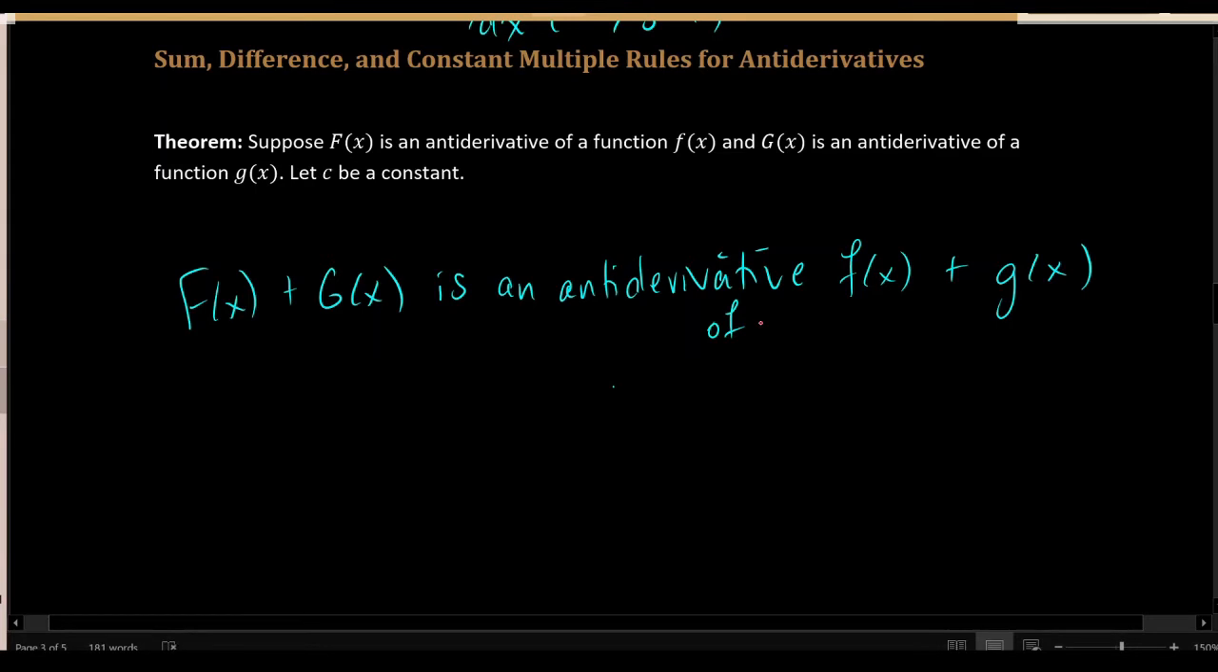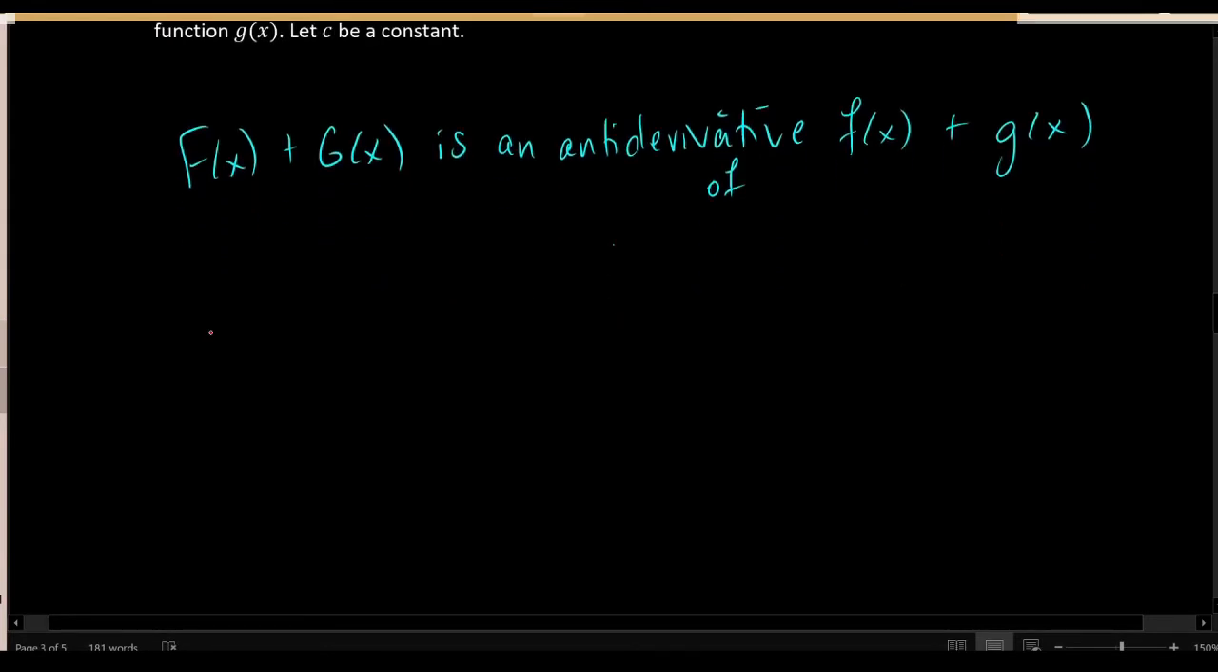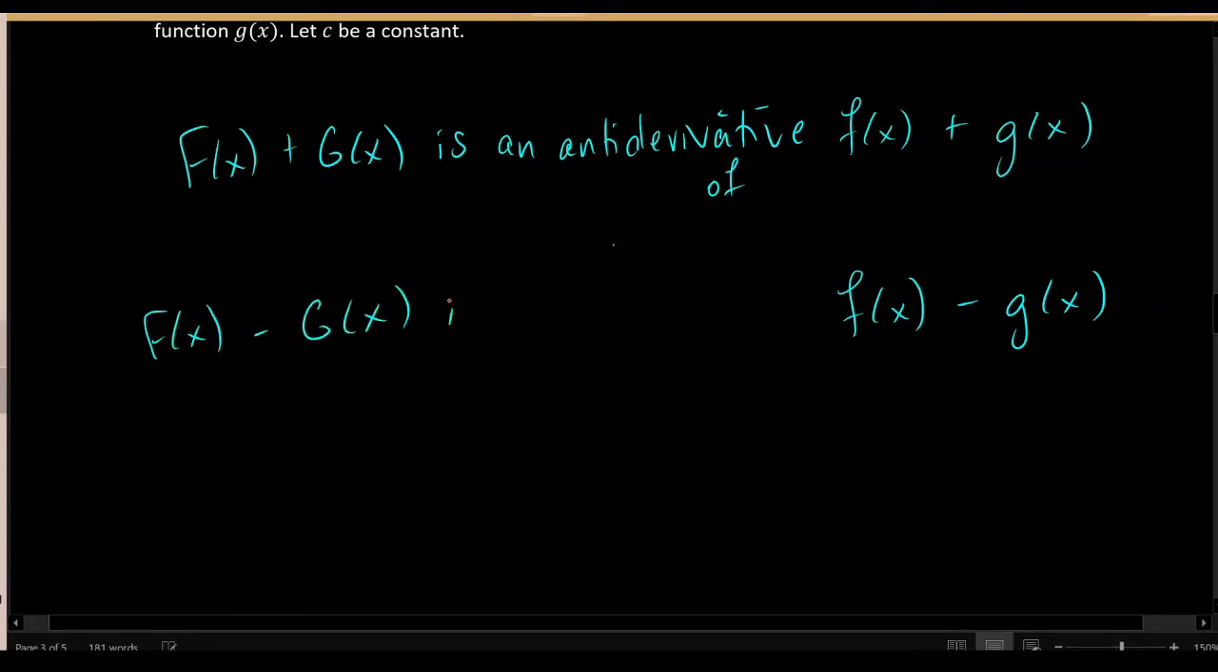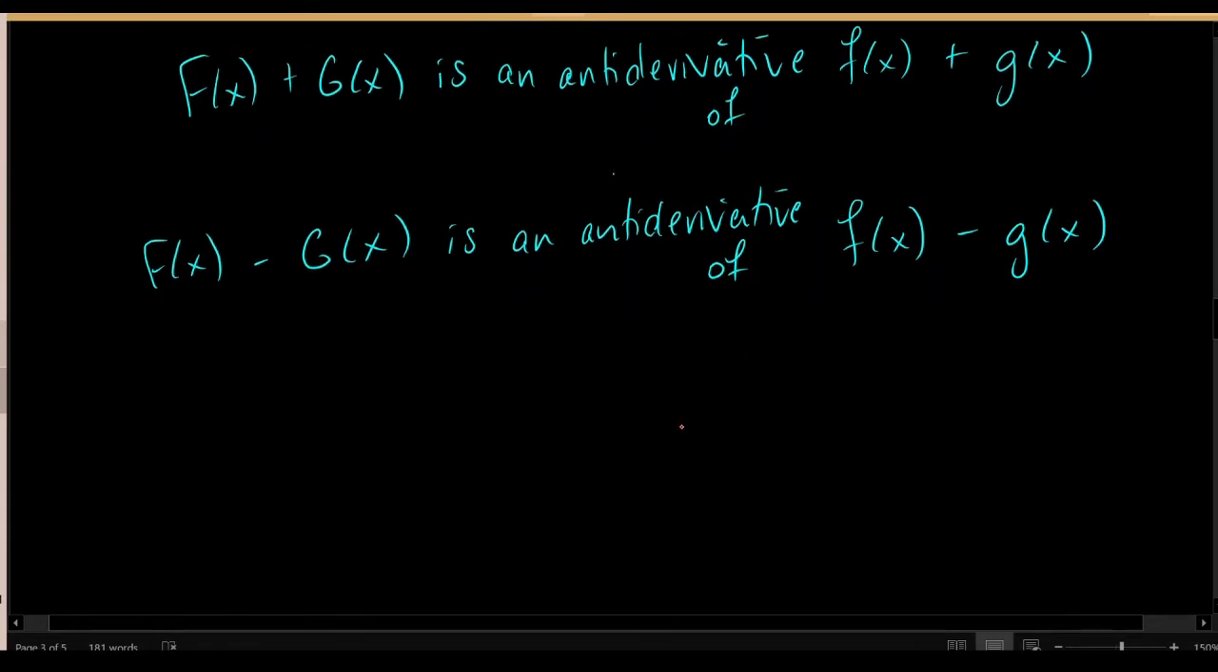The same thing is true if you subtract. If I want to find the antiderivative of a difference of two functions, take the two individual antiderivatives and subtract them. Likewise, the same thing is true of constant multiples. If I want to find an antiderivative of some number times f of x, all I have to do is take that number and multiply it by the antiderivative.